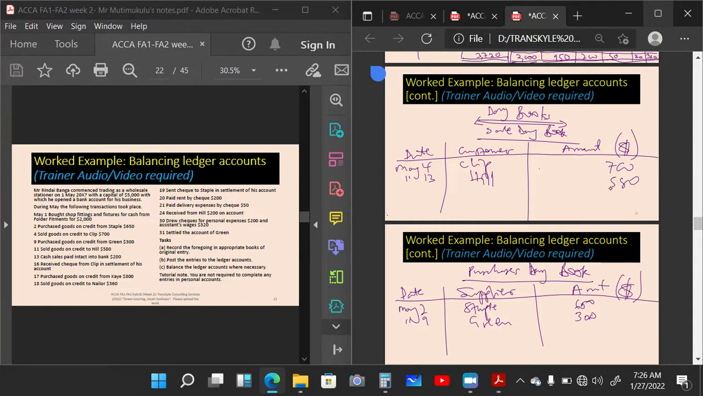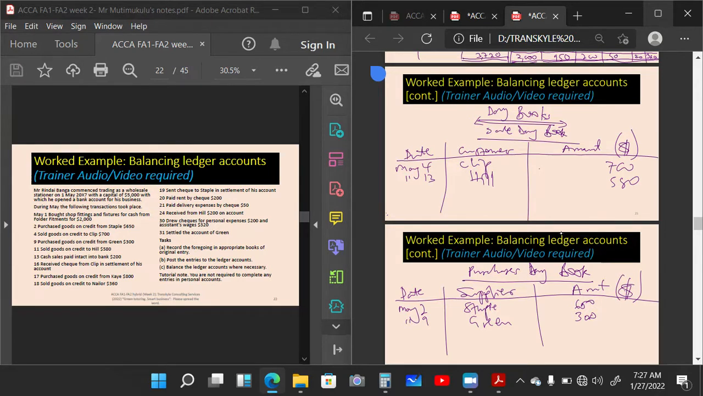Cash sales paid, we ignore. It doesn't affect the sales day book or purchase day book. Received cheque from Clip in settlement of his account, we ignore it. It's a cash book transaction, and it had already been recorded. This Clip is the one we sold to initially on May 4th.